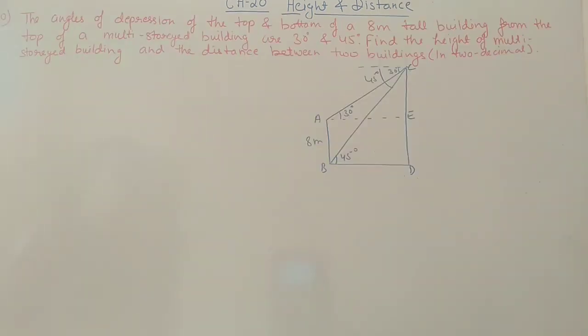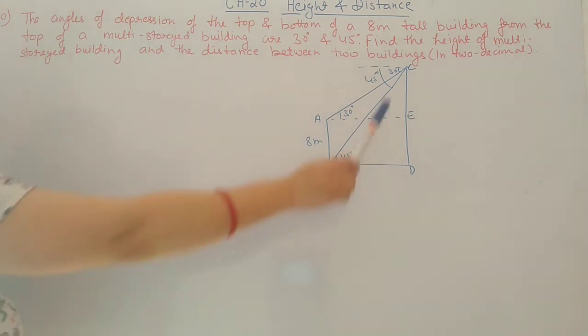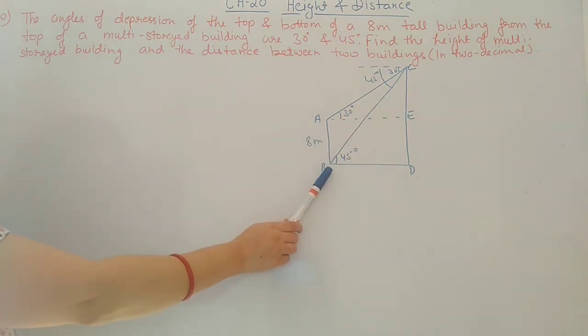Question number 30. The angle of depression of the top and bottom of an 8 meter tall building from the top of a multi-storied building are 30 degree and 45 degree. Find the height of the multi-storied building and the distance between the two buildings. So here AB and CD are two buildings. CD is the multi-storied building and this other 8 meter height building is there.